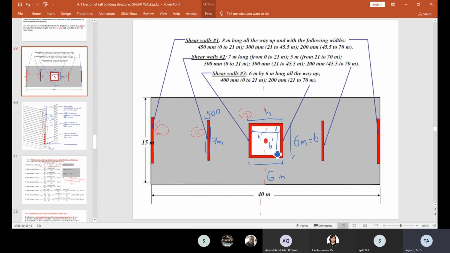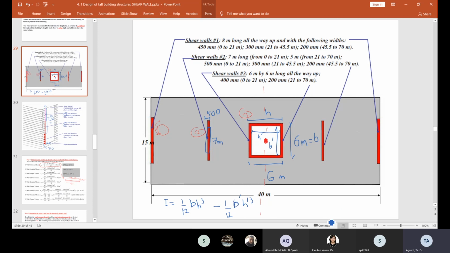Okay, so for this type of hollow section also we can get I equal to 1/12 b h^3 minus 1/12 b prime h prime^3. Okay, so this is how to get the second moment of inertia for this hollow section.